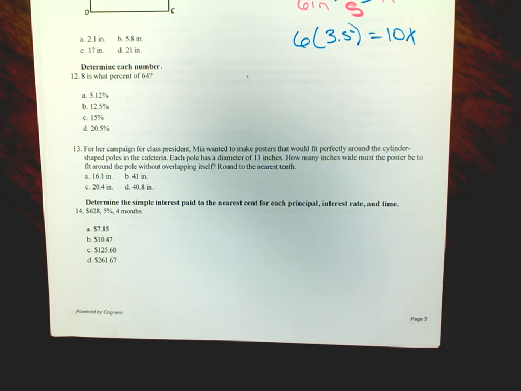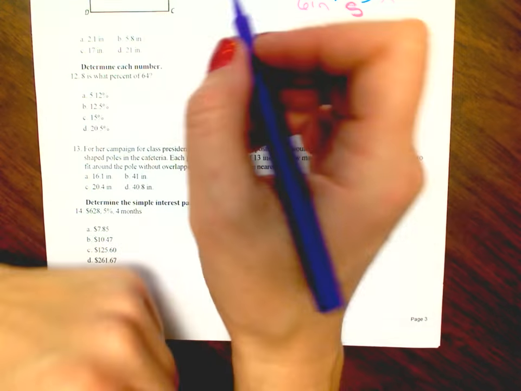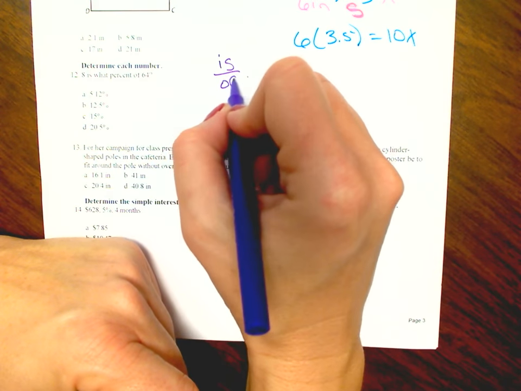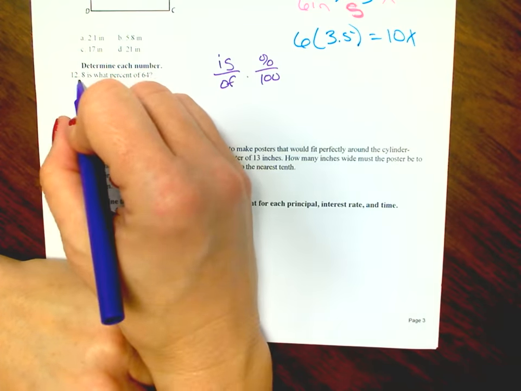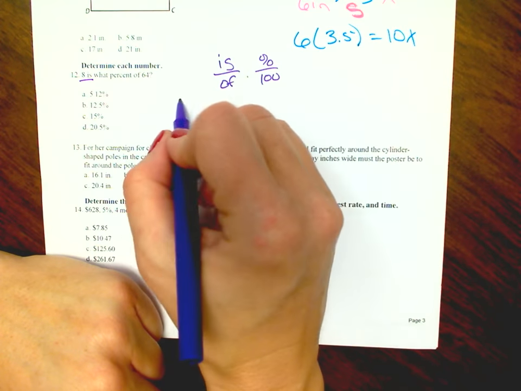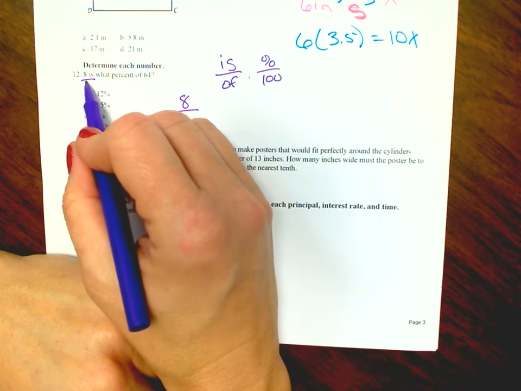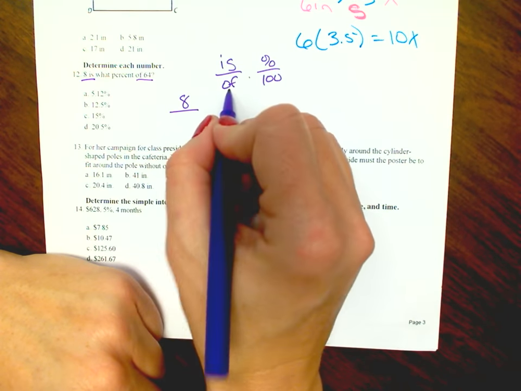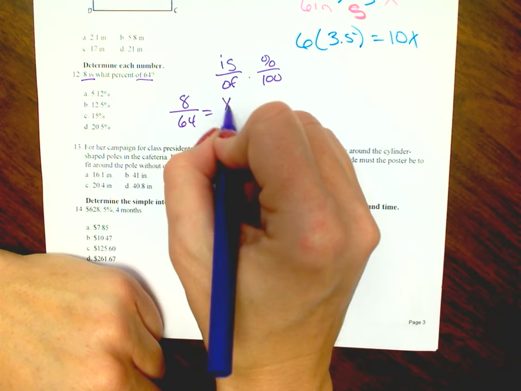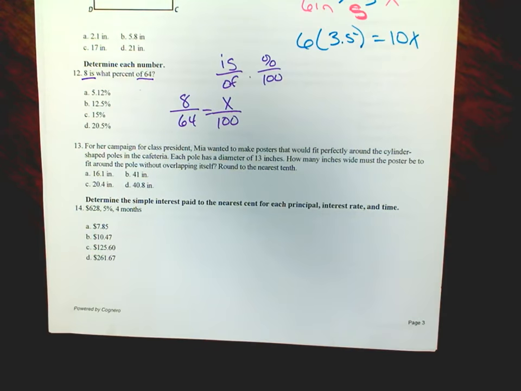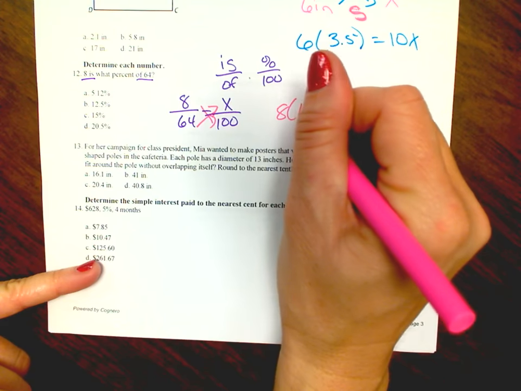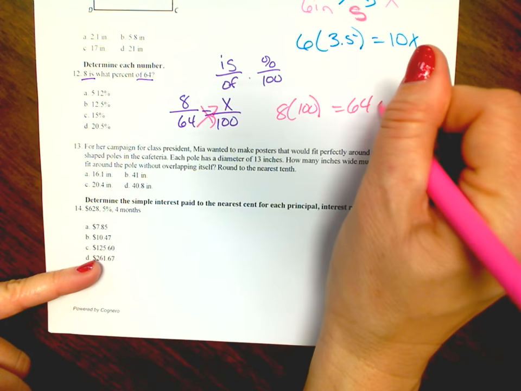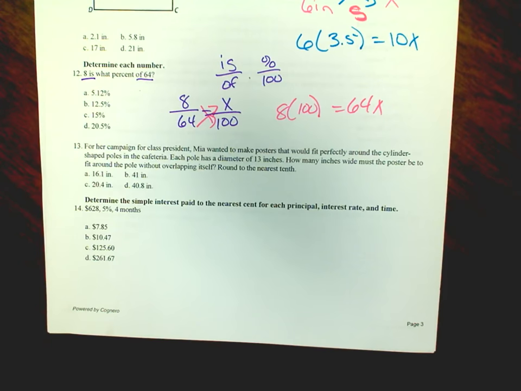Number 12. 8 is what percent of 64? Okay, remember, is over of, and percent is always over 100. So 8 is, find is on top. 8 is what percent of 64, of is on the bottom, and percent is always over 100. So cross product, 8 times 100 equals 64x. And you can solve it from there.